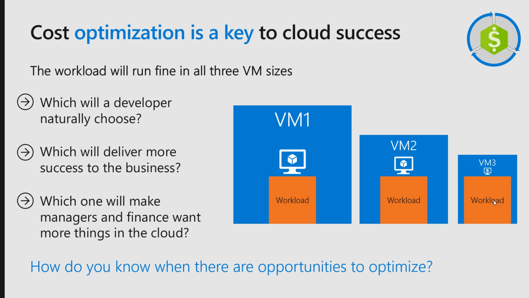So when they're seeing that, they're like, yeah, I know my application can run on that, but I just want to be on the safe side. I will just provision this one. At least I know there's performance there for that. But the truth is your application will also run on VM3 comfortably, and VM3 is the one that will deliver more value to the business.